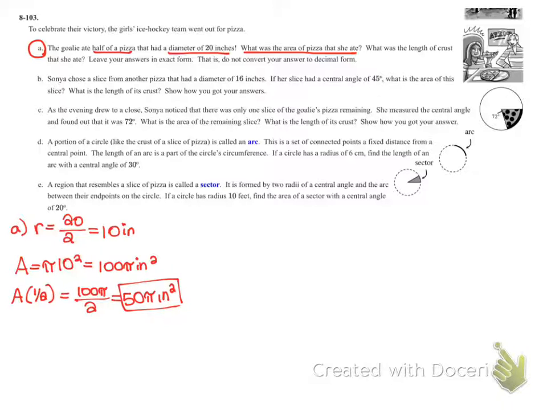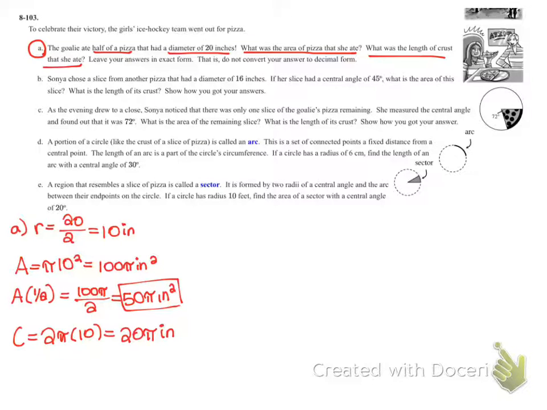Okay, let's look at the next question in part A. The next question says, what was the length of the crust? Okay, so now we're not concerned about an area, we're concerned about the crust part. How long was the crust? So we would use circumference for that. Okay, so again, I know that the radius is 10, so I could find the circumference of that pizza by doing 2 pi r, or 2 pi 10. You can also use diameter pi. And so we should get that the circumference of the pizza is 20 pi inches.